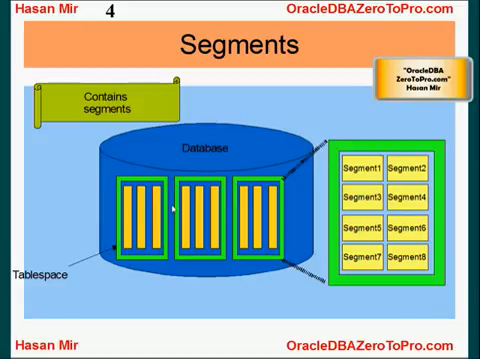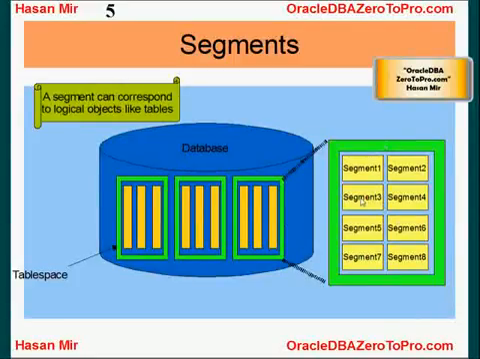On the logical side, a table space contains segments. So this table space contains multiple segments, like 8 segments here. A segment can represent a table or other logical objects like indexes, etc.